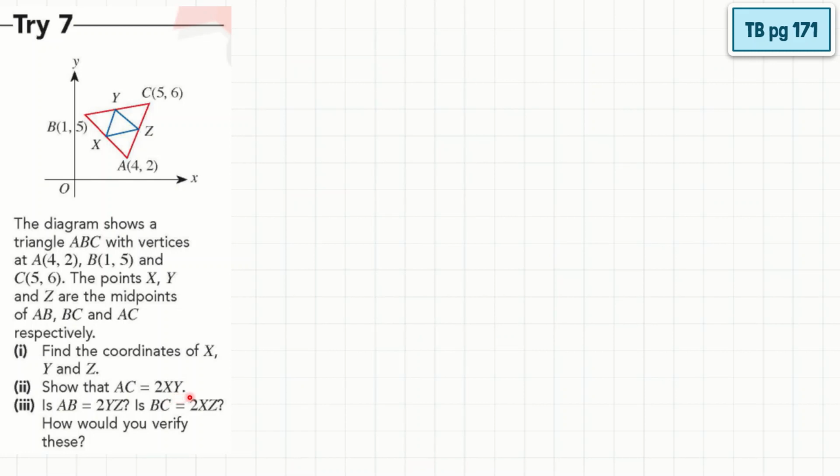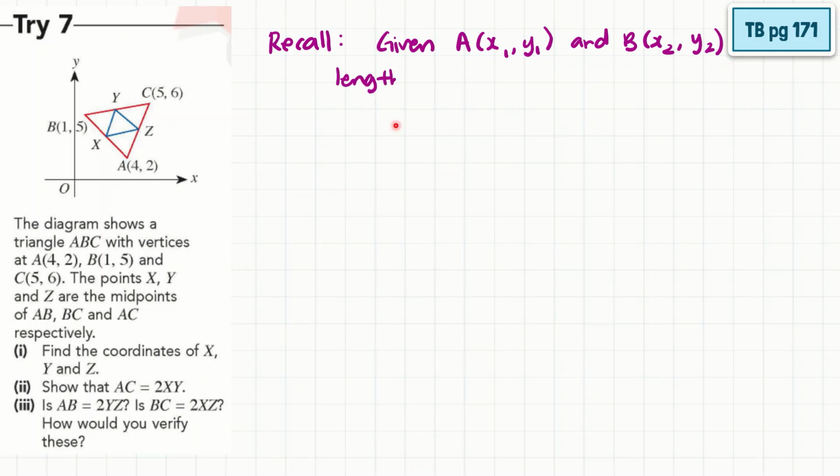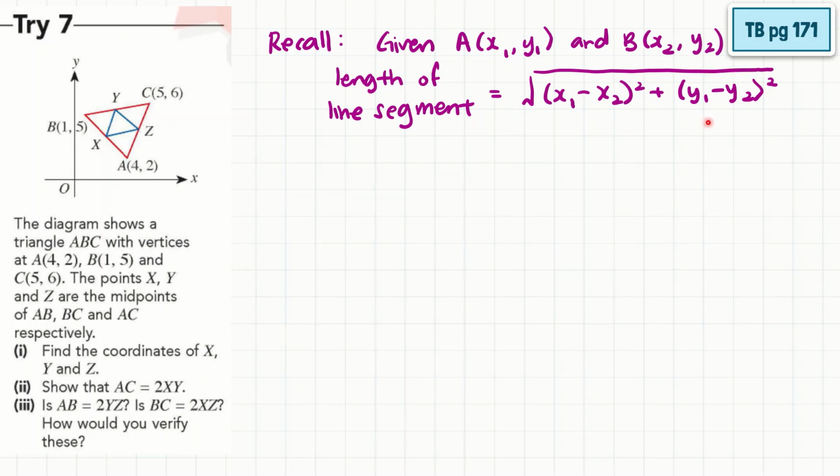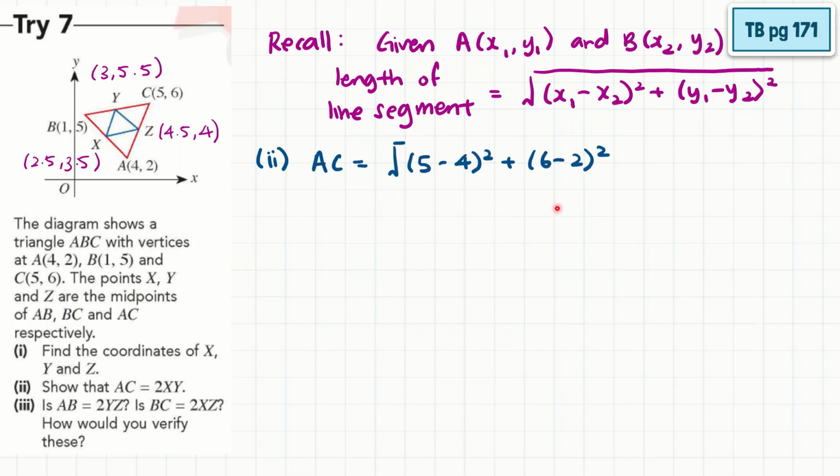In case you have forgotten the formula for the length of a line segment that is found in your E-Maths, we recall that given the coordinates of A and B, I can apply my formula of square root of (x1 minus x2) squared plus (y1 minus y2) squared. So to find the length of AC by applying this formula, we will make use of the coordinates of A as well as the coordinates of C, for which I have placed over here the coordinates of X, Y, and Z already, which we found in part 1.